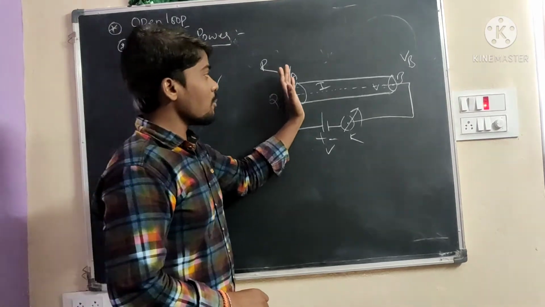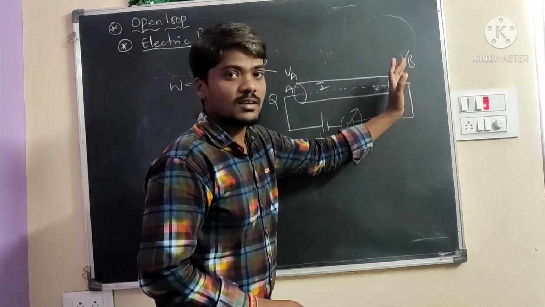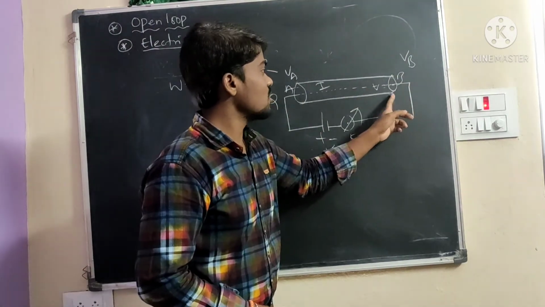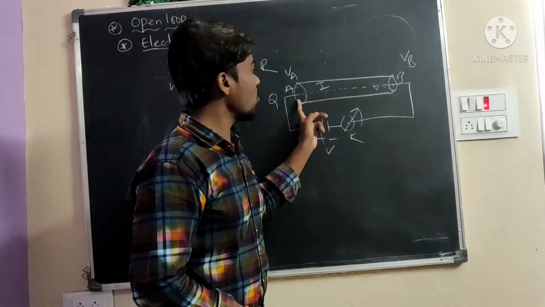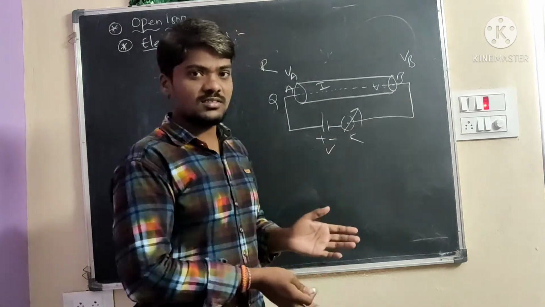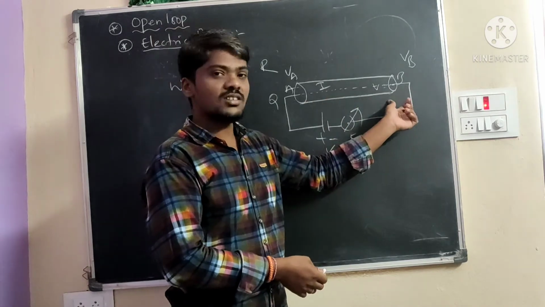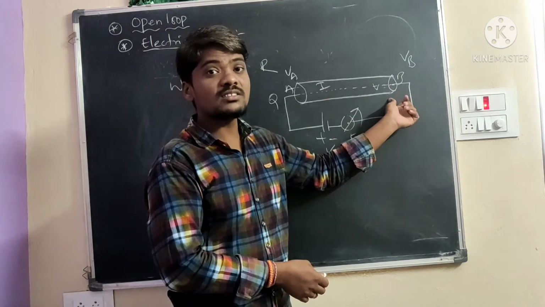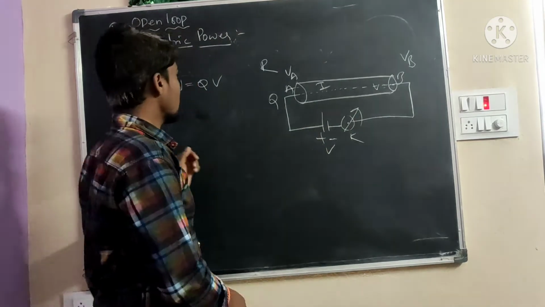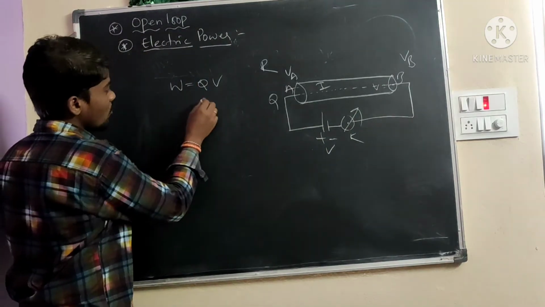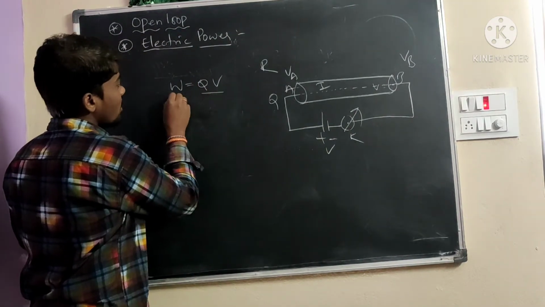There is also work done per unit time. Charges moving from one end to the other means some energy is lost. Work done means some energy is lost. The charges lose energy per second, that is, in 1 second, which is the time.